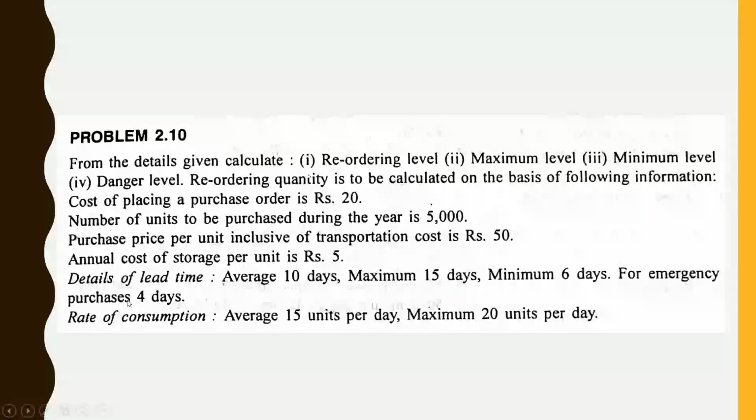Details of lead time: average 10 days, maximum 15 days, minimum 6 days. For emergency purchases, 4 days. So these are the informations. Rate of consumption: average 15 units per day and maximum 20 units per day. Minimum is not given. That means we have to calculate minimum. So how? Average is equal to minimum plus maximum divided by 2. So cross multiply it. So 15 into 2, that means 30 minus 20 is 10 units.